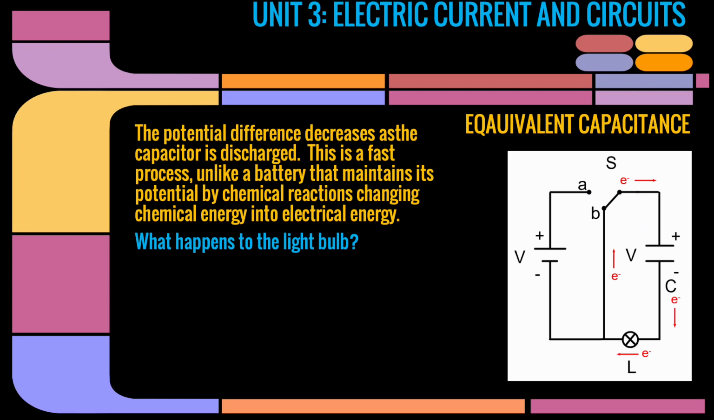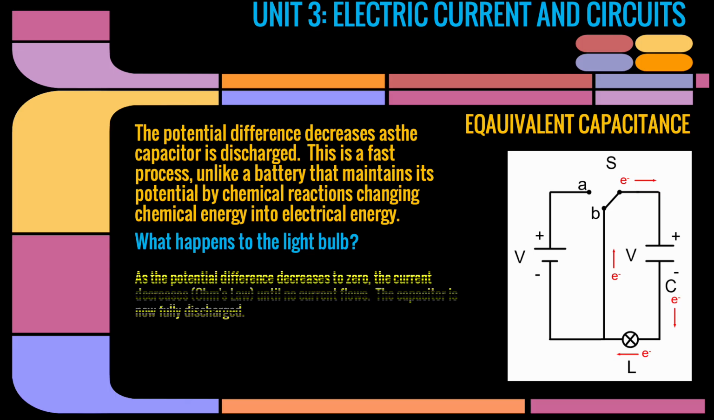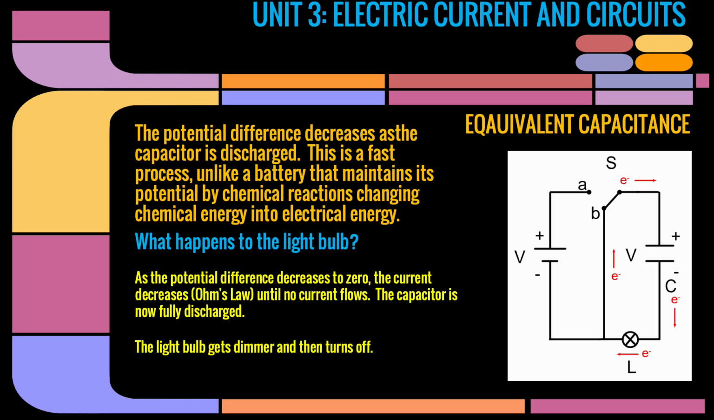The potential difference decreases as the capacitor is discharged. This is a pretty fast process, if you remember how our little circuit was working, unlike a battery that maintains its potential by the chemicals going on in it. And what happens to the light bulb? Well, as the potential difference decreases to zero, the current decreases using Ohm's law until no current flows. The capacitor is now fully discharged. The light bulb gets dimmer and dimmer until it turns off.